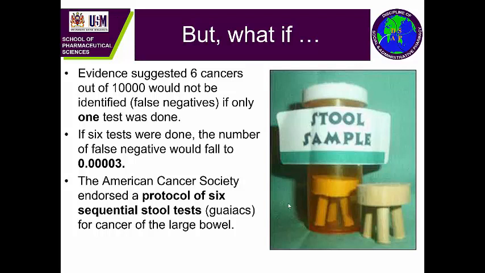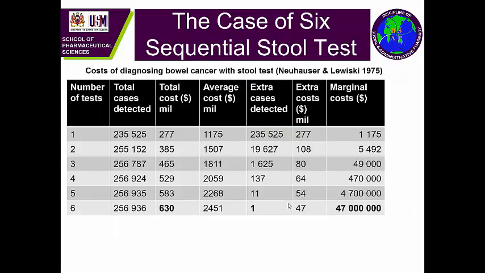So let me take you through this example. 30 years ago, there was evidence suggesting that 6 cancers out of 10,000 would not be identified, a false negative, if only 1 test was done. If 6 tests were done, the number of false negatives would fall to 0.0003. Because of this evidence, the American Cancer Society endorsed a protocol of 6 sequential stool tests for cancer of the large bowel. So the economists then took this as a case study, and this was published by Neuhauser and Lewicki in 1975.